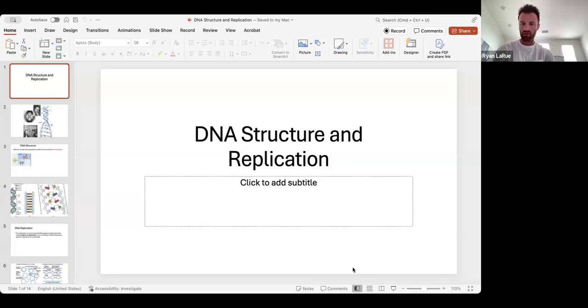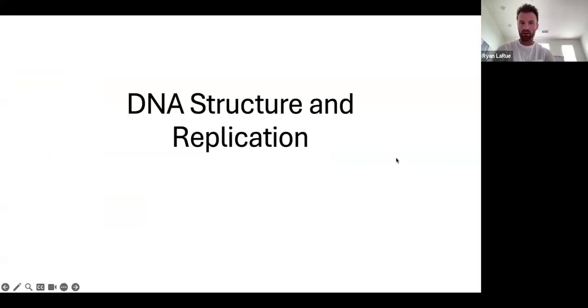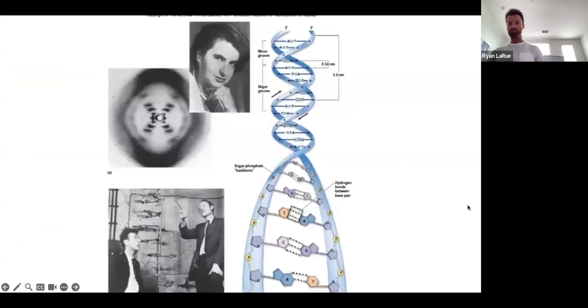So, okay, let me get my slides going here. Oops. Okay. Here we go. All right. So our story here begins with these scientists shown on the left side here. And we'll start with the top scientist up here. Her name is Rosalind Franklin.